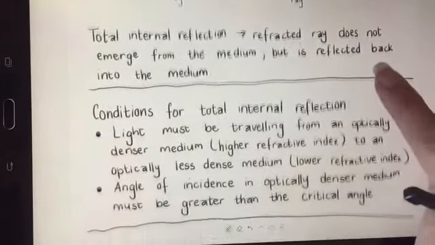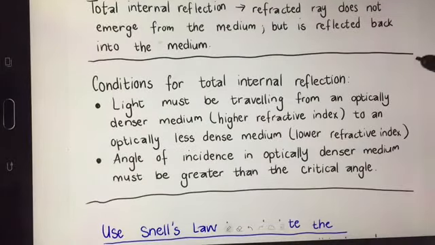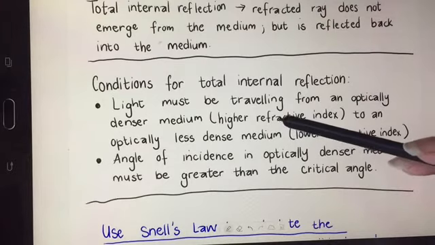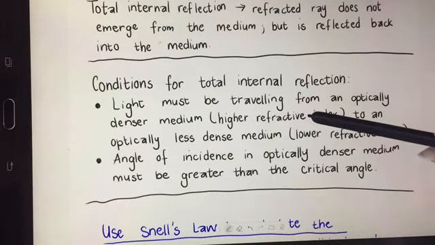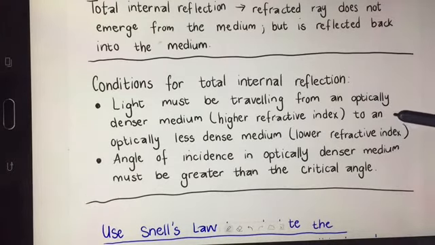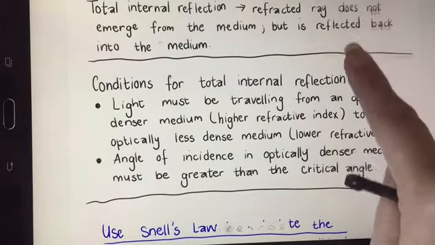Okay. There are two conditions for total internal reflection. Light must be traveling from an optically denser medium, which will have a higher refractive index, the water in our example, to an optically less dense medium with a lower refractive index, the air in our example. And secondly, the angle of incidence in the optically denser medium must be greater than the critical angle.